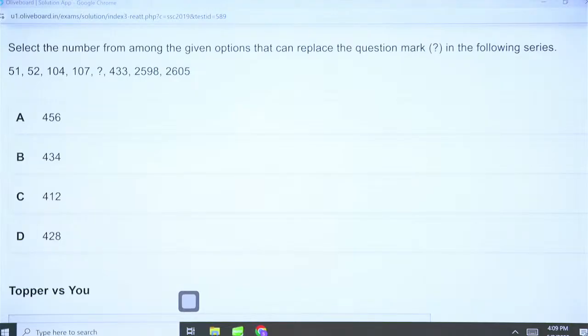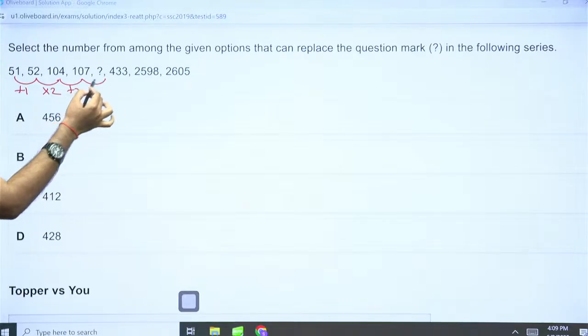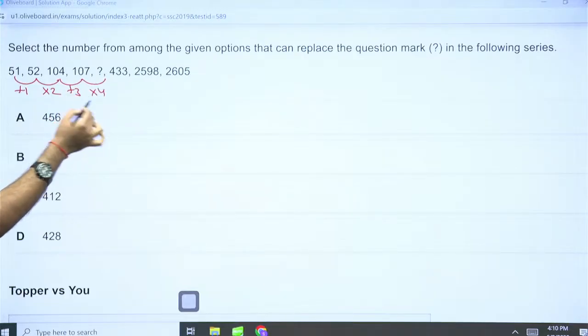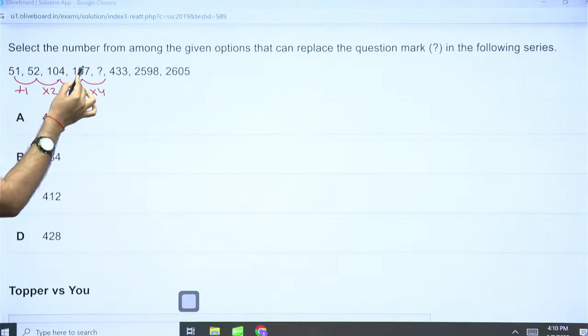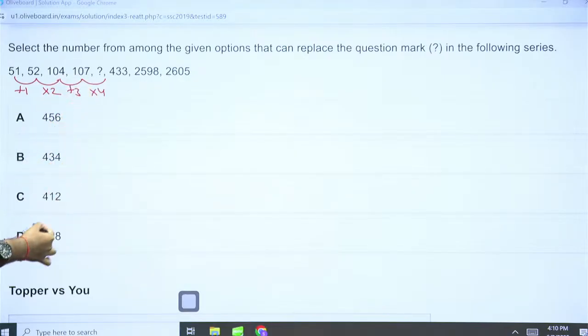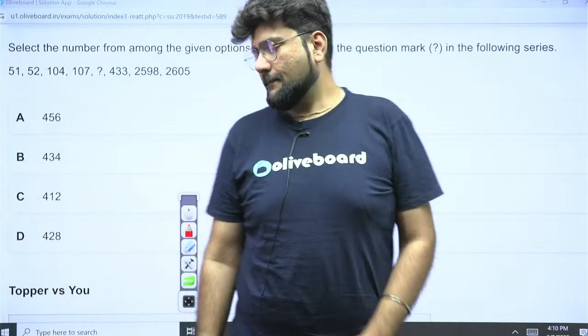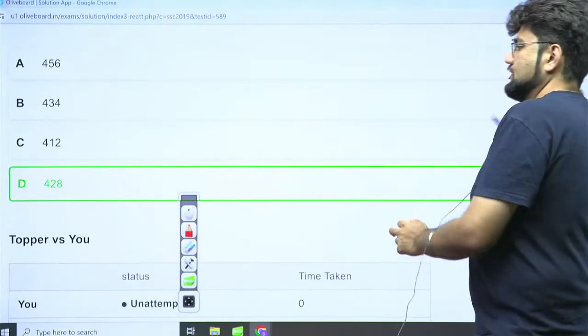Okay. And immediately it will come to you just with the first 3 terms itself. This is plus 1, multiply by 2, plus 3. Next one will be multiply by 4. Okay. So 107 into 4. So this is 400 plus 28. 428. Option D is the correct answer. Right? Next.